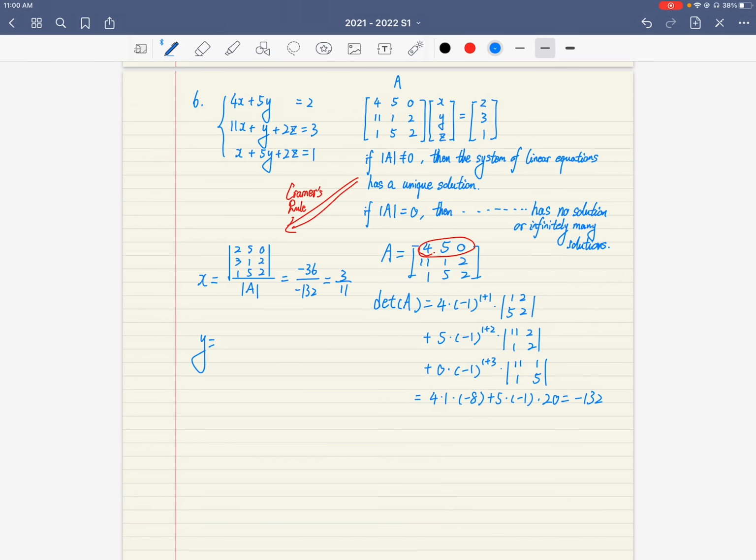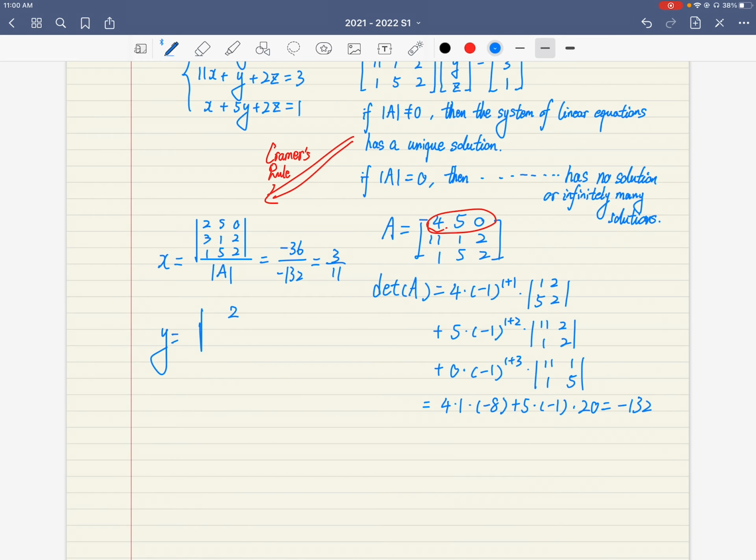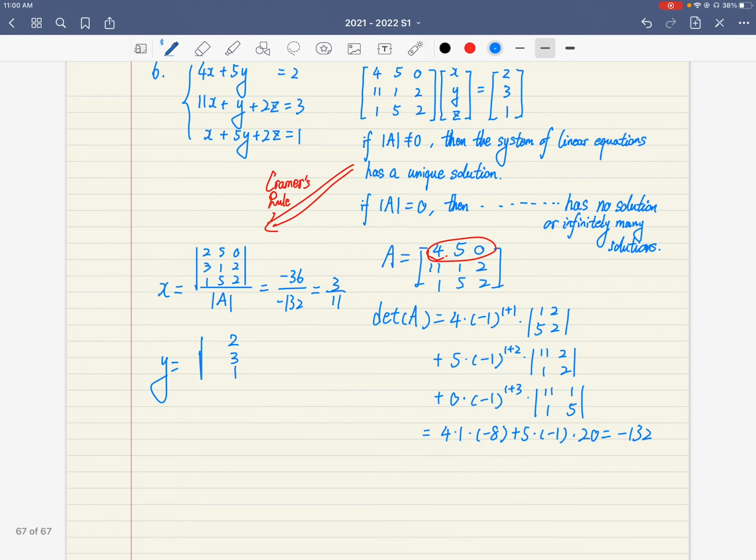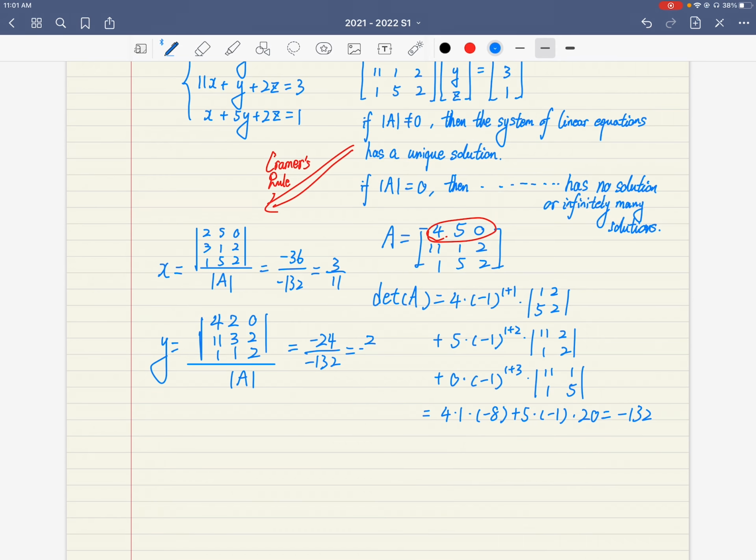Y is, you replace the second column, because here there are y's coefficients. You replace the second column with the right-hand side, over the determinant of A. You get the determinant on the top, it's -24 over -132. So that would be 2/11.